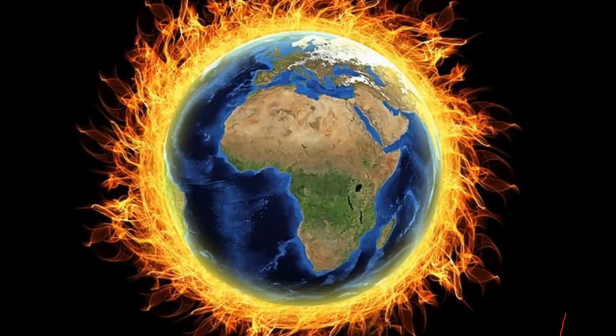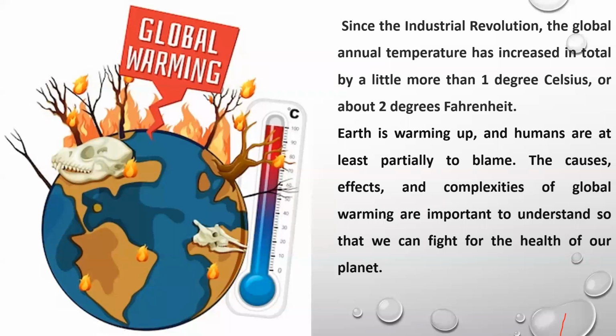Now today's last topic and the smallest topic. By seeing this, you can understand that there is something to do with the heating up of the earth. Our next topic is global warming. Since industrial revolution, the temperature of the earth is increasing every now and then. And of course, our contributions are definitely there. We cannot overlook that. Since industrial revolution, global annual temperature has increased in total by a little more than 1 degree Celsius or about 2 degrees Fahrenheit.